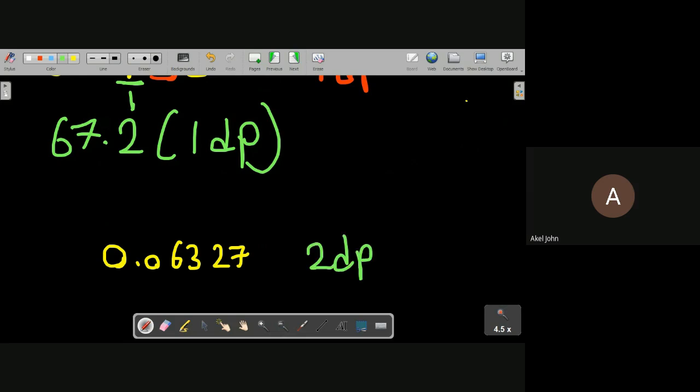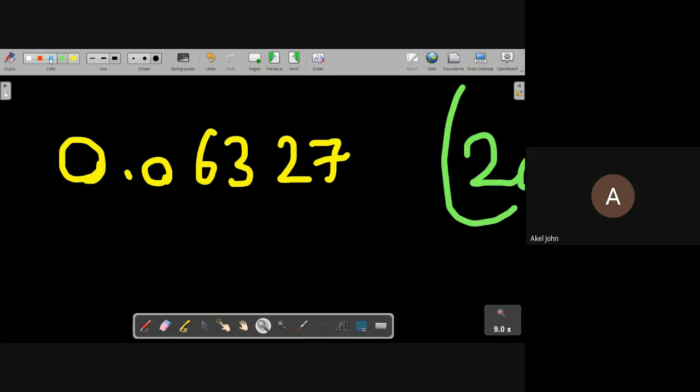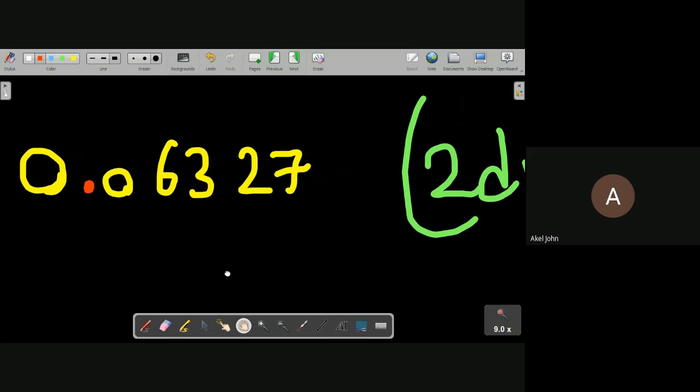Approximate this to two decimal places. Now this may look different, it may look scary, but it isn't. Same procedure. Locate your decimal point first, right? And then, since they ask us for two decimal places, we need to inspect the third decimal value.